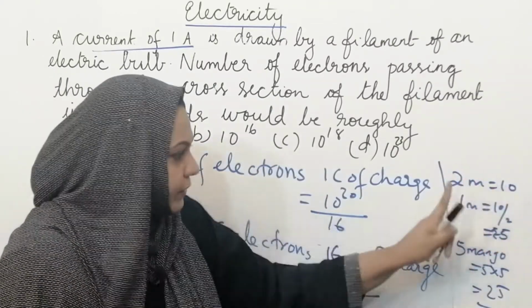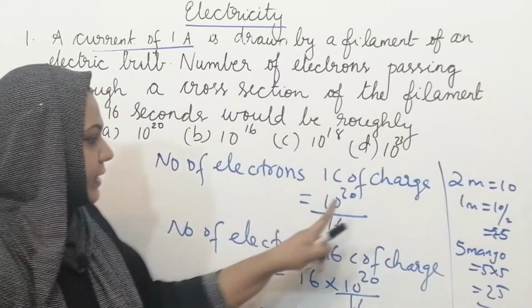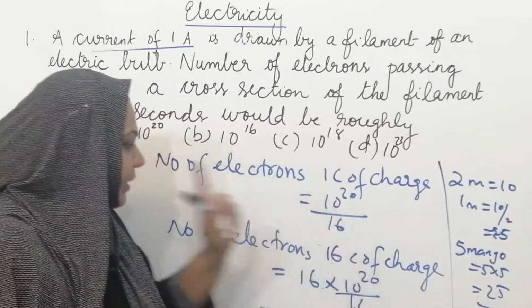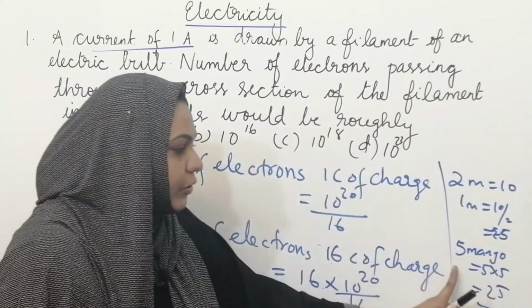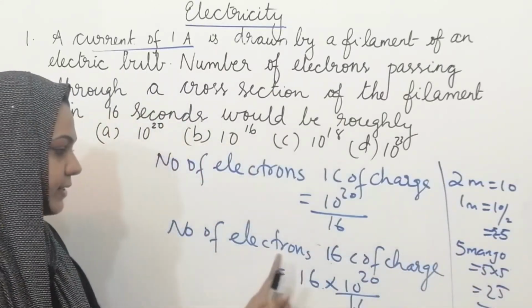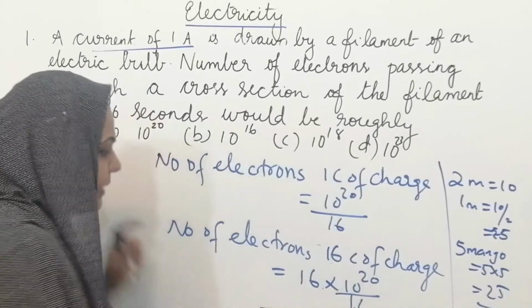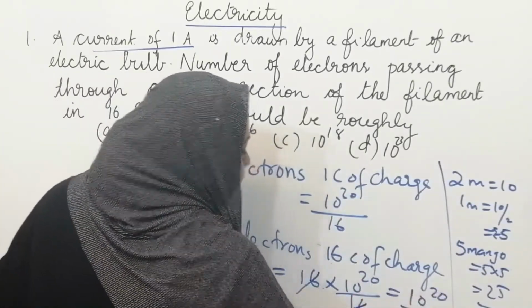2 mango 10 rupees. From this we found 1 mango. Same like here, 1 coulomb of charge we found. So 10 raised to 20 by 16. Now we have to find 16 coulomb of charge. So 16 into... So here also how we are doing? 5 mango, so 5 into. So same like here also, 16 into 10 raised to 20 by 16. So 16 cancels, and you got 10 raised to 20.